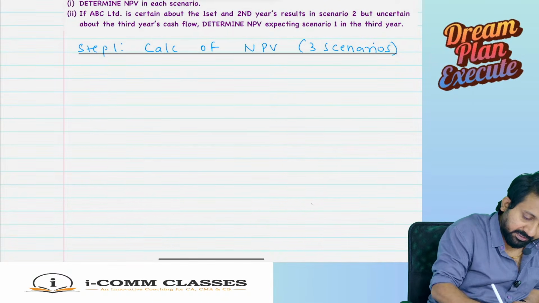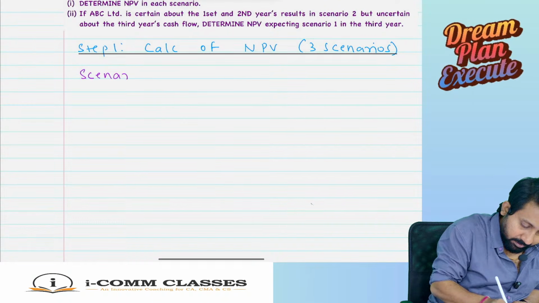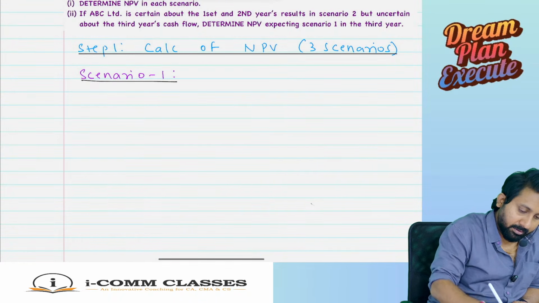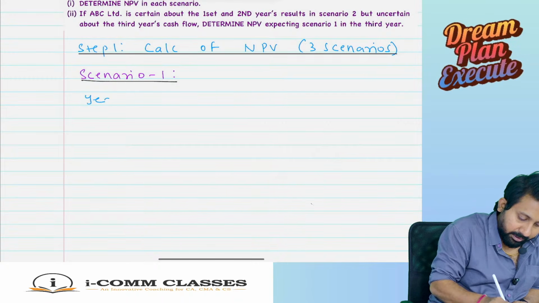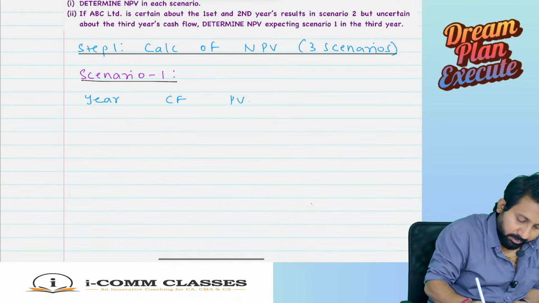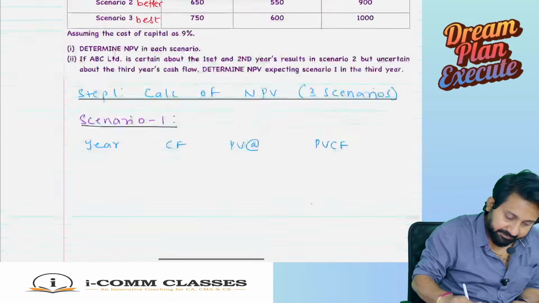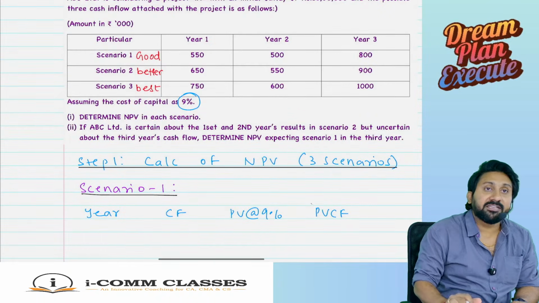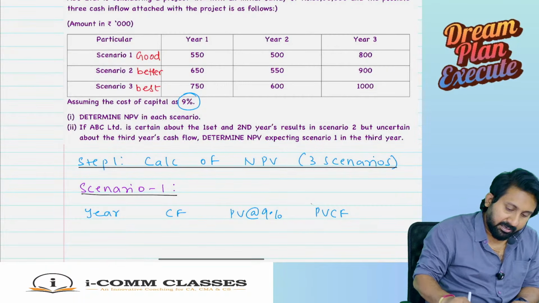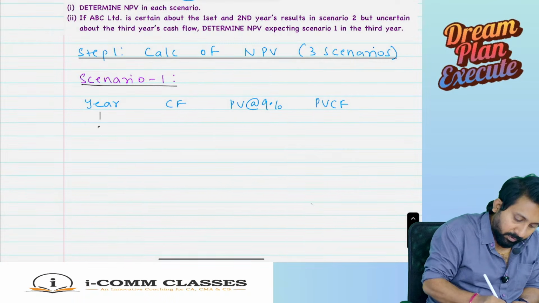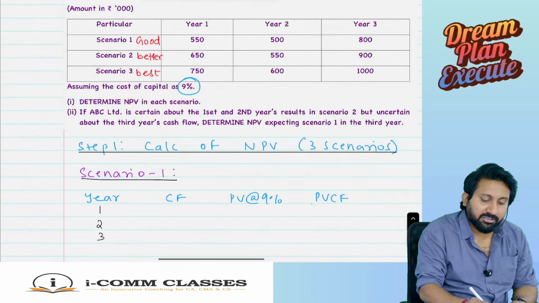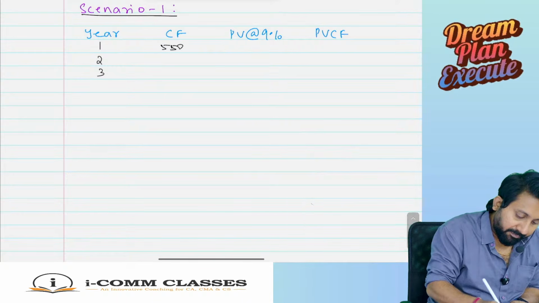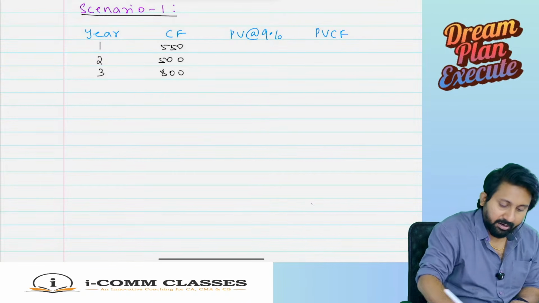Right. First, scenario 1. Year, cash flow, PV at the rate of, PVCF. What is the cost of capital given in the question? 9%. How many years in each case? 3 years. Write down the data. 1, 2, 3. What are the cash flows? 550, 500, 800. Calculate.